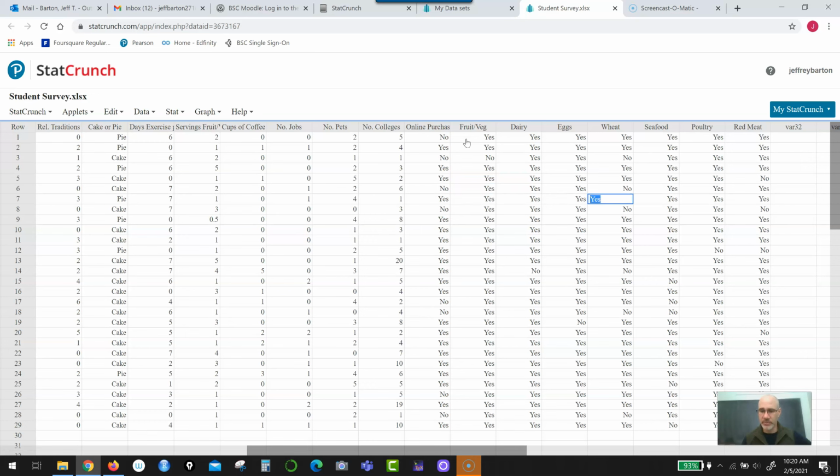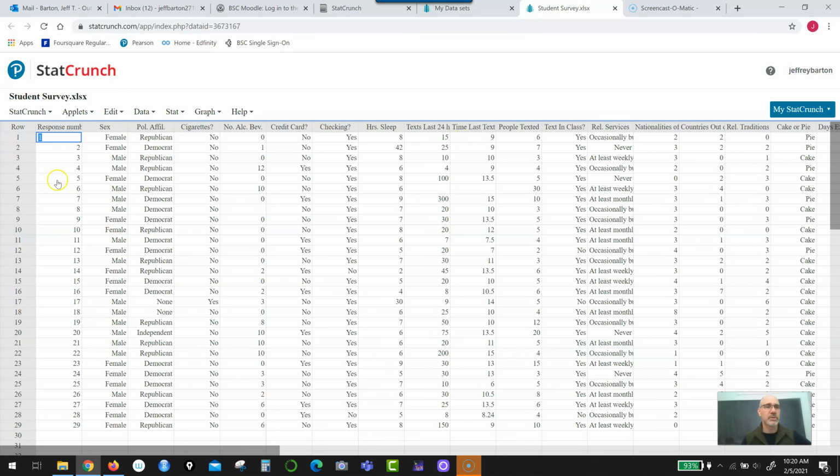Similarly, if we go over to the wheat column, this is just yes or no whether someone indicated they eat wheat products or not. So we have a couple of yeses, then a no, yeses, and a no, and so on. All right, so that's what the data set that got generated from our study looks like.